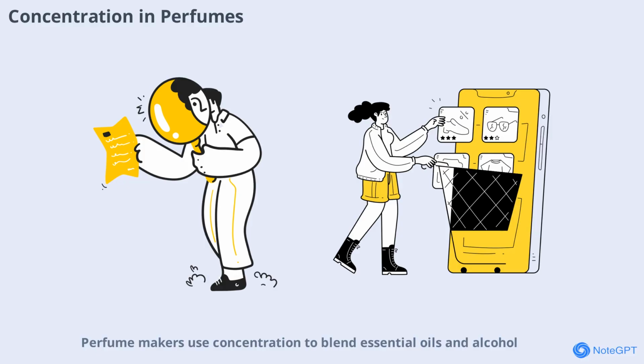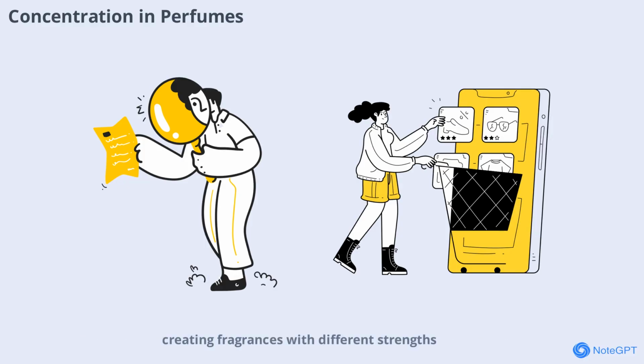Perfume makers use concentration to blend essential oils and alcohol, creating fragrances with different strengths. The concentration of aromatic compounds determines whether a scent is classified as eau de toilette, eau de parfum, or perfume.